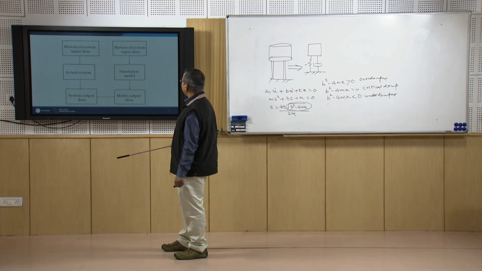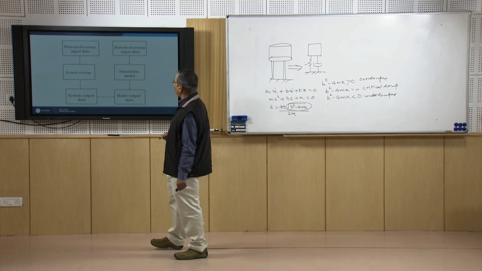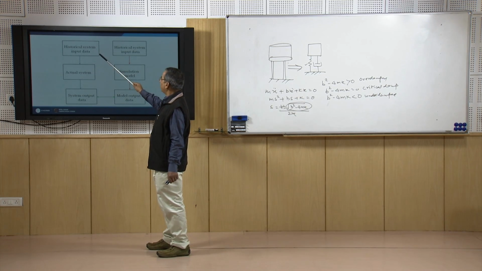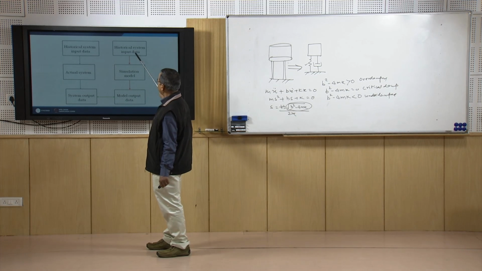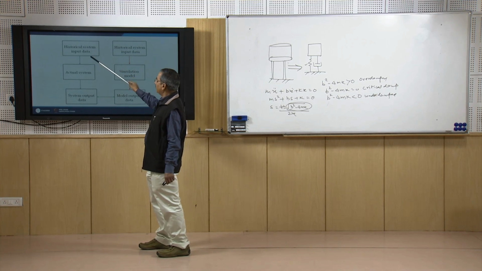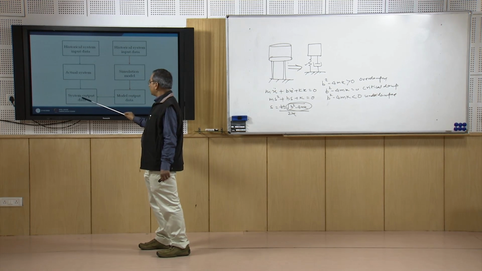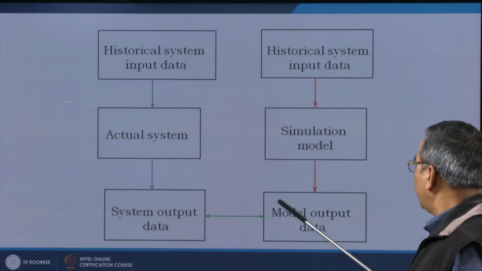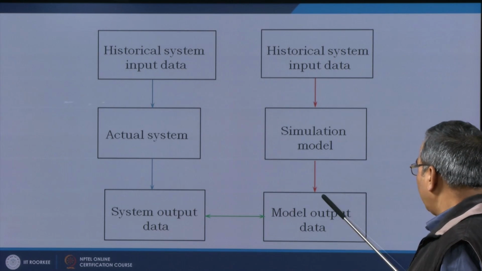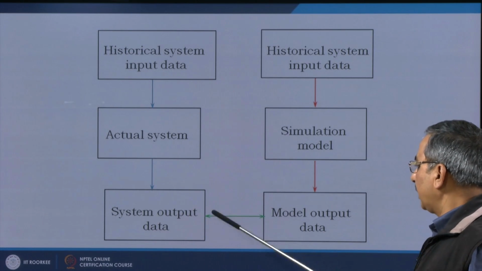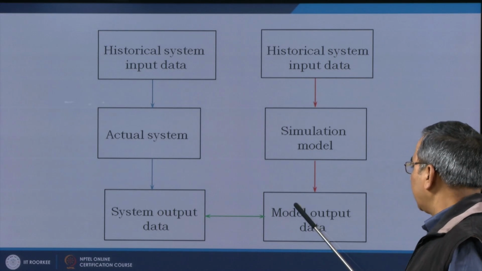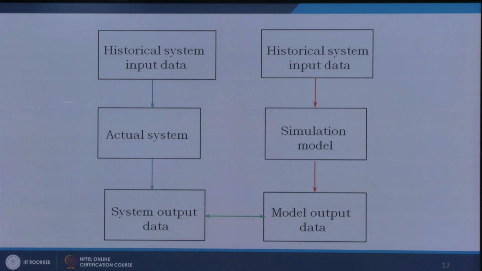So, what is basically done here is that you have the historical system input data for both cases. You feed this historical input data to the actual system as well as to the simulation model, and the system output data can be observed, and similarly you can have the model output data, and then one can compare the system output data and the model output data.